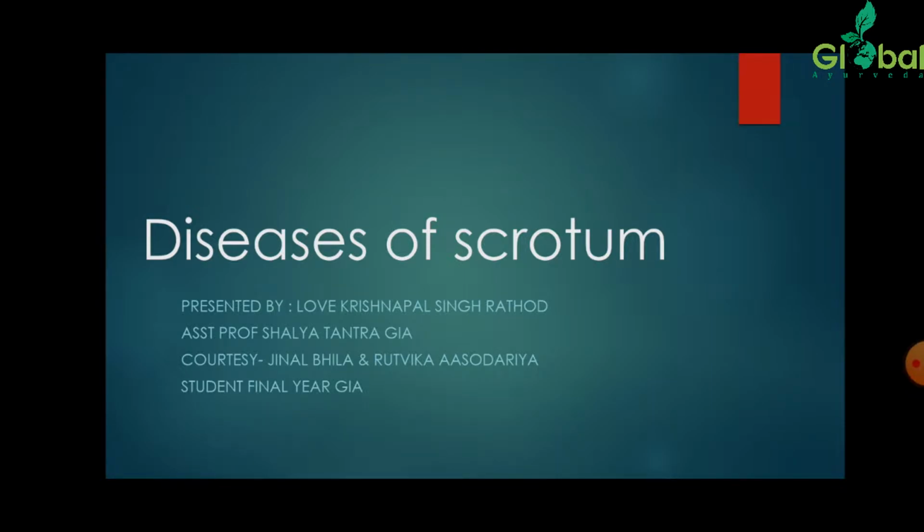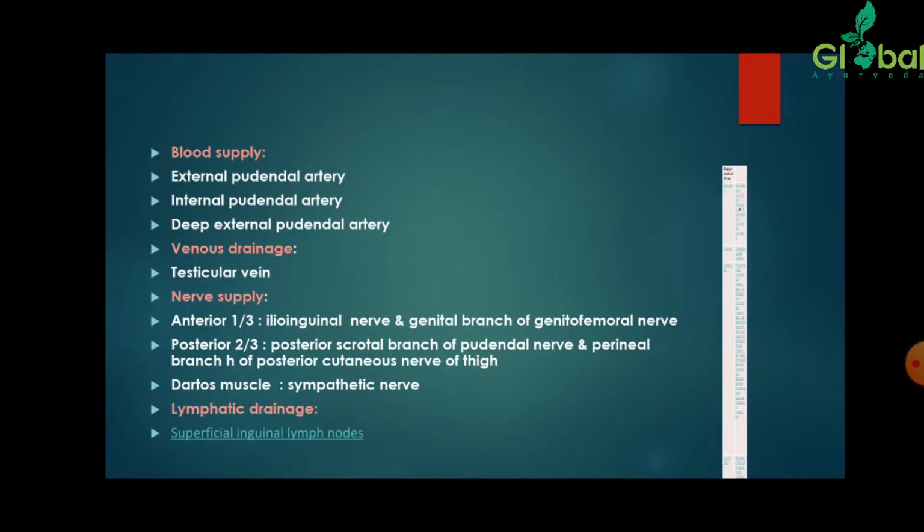This is the blood supply of scrotum: external pudendal artery, internal pudendal artery, deep external pudendal artery. Venous drainage is through testicular vein. Nerve supply of scrotum: the anterior 1/3 part is supplied by ilioinguinal nerve and genital branch of genitofemoral nerve. Posterior 2/3 is supplied by posterior scrotal branch of pudendal nerve and perineal branch of posterior cutaneous nerve of thigh. Dartos muscle is supplied by sympathetic nerve. Lymphatic drainage is through superficial inguinal lymph nodes.